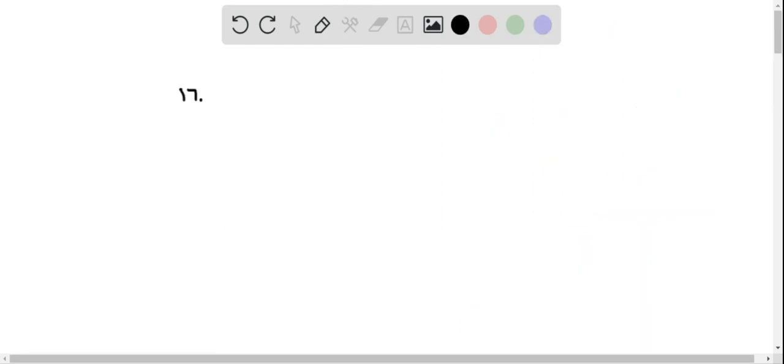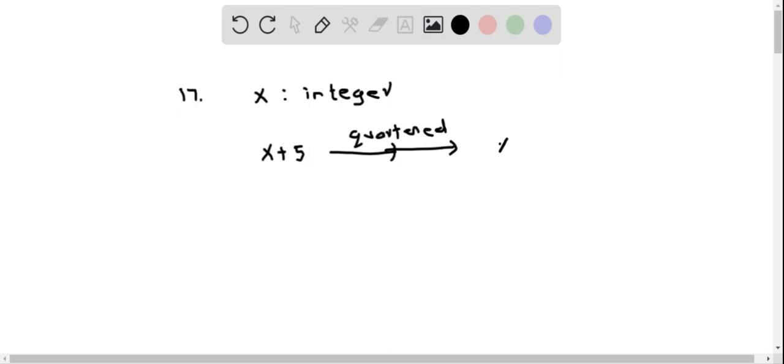Okay, in question 17, let's say that x be the integer. And according to the problem statement, let's write the statement into mathematical equivalent. So 5 is added to the integer. So we are adding 5 to the integer first, and then it is being quartered. So we are just quartering this. That means we should multiply this by 1/4. So x plus 5 times 1/4, and then this one is squared.